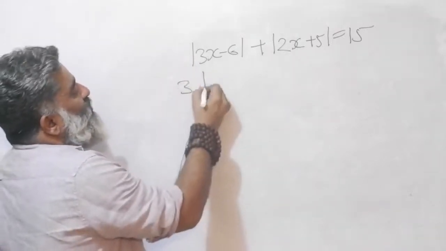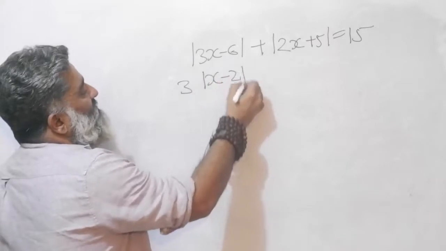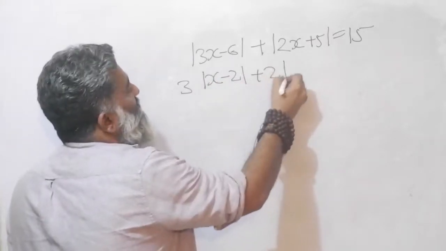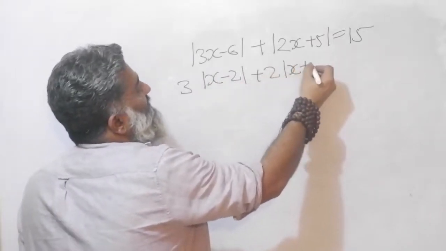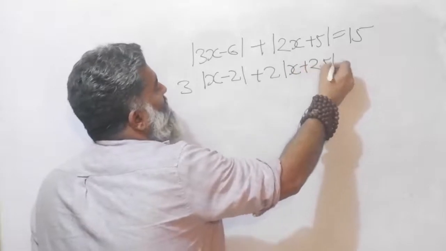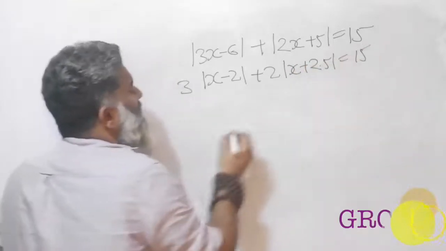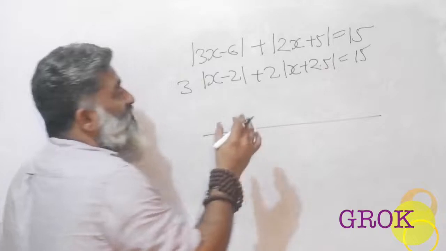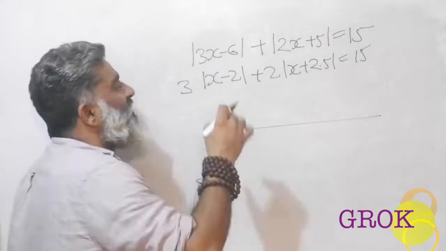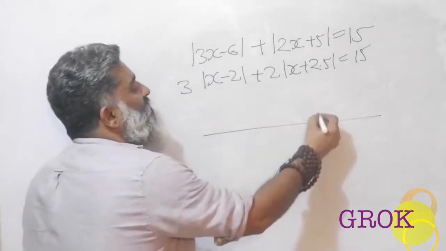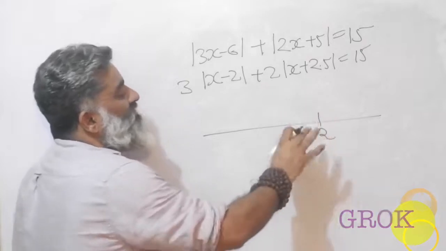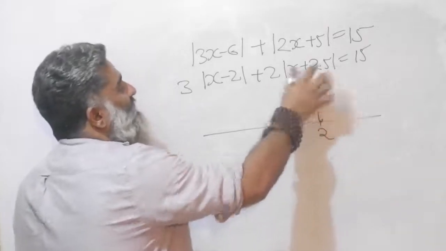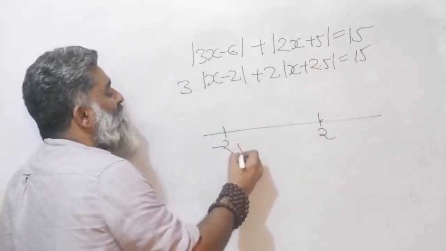Take the 3 out, you will be left with the mod of x minus 2. Don't think about complications, keep it simple. And this will be 2.5. This is equal to 15. Quickly think of the locations, or what are the house points, where do people live? One location is 2 and the other location is minus 2.5.